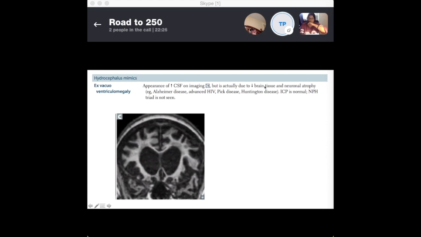And again, decreased brain tissue and neuronal atrophy. That's important when you're looking at the MRI. And again, I think I found that this one was also good to know with familiarity of what the MRI looks like.